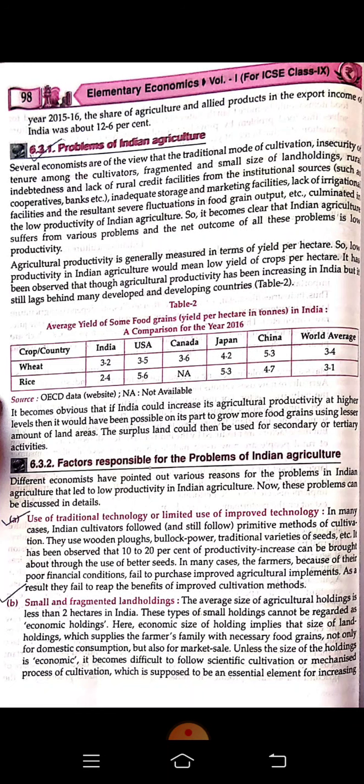Next is small and fragmented land holdings. The average size of agricultural holding is less than 2 hectares in India. These types of small holdings cannot be regarded as economic holdings. Unless the size of the land is big, no scientific or mechanized process of cultivation can be incorporated. The more the area of the piece of land, the easier it is to adapt the scientific way of cultivating, or apply new machines, right? The smaller it is, the more difficult it is to operate those small pieces of land with machines.